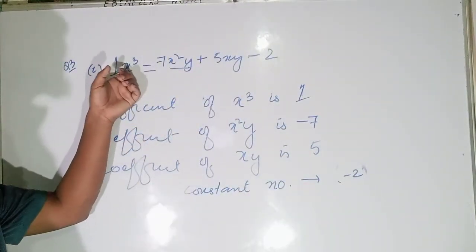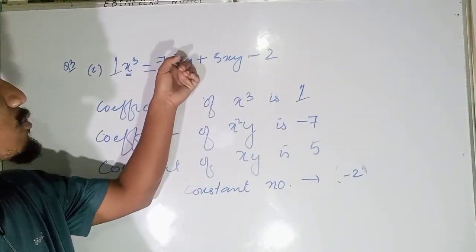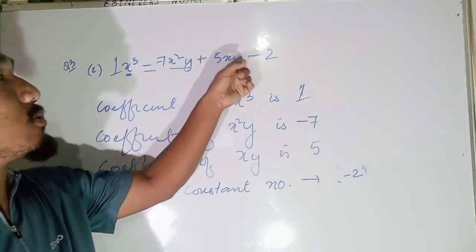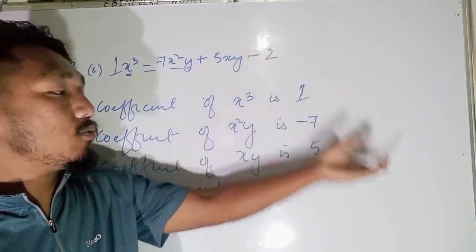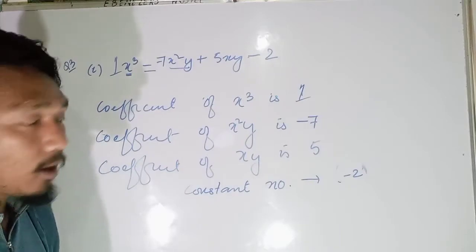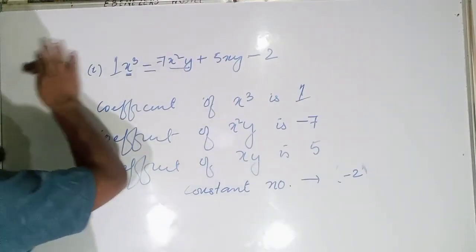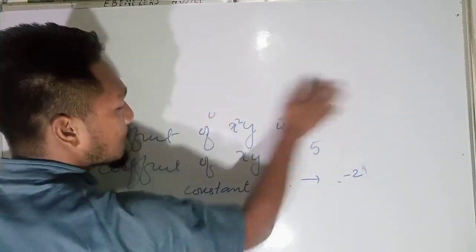So these are the numerical coefficients. In front of x cubed we have 1. In front of x squared y we have minus 7. In front of xy we have 5. In front of 2, that is a constant number, this is also a numerical coefficient.